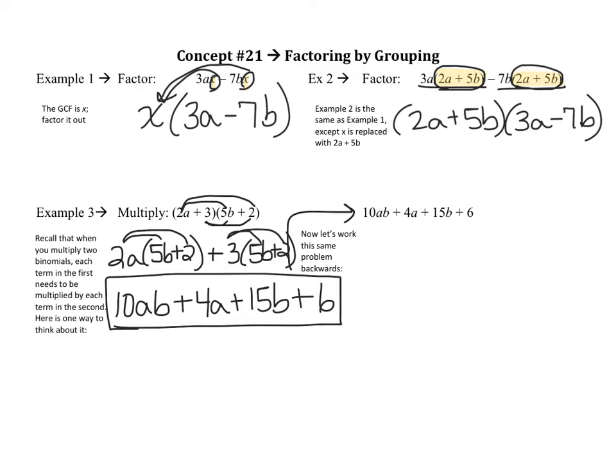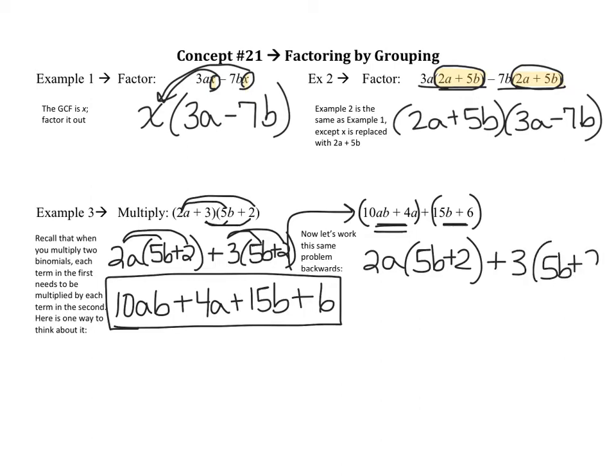Let's look at it and work it backwards. So if you think about this, I could just group this together, right? And I could group this together. The associative property says that I'm allowed to do that. If I look at the first group, well, what's the GCF of the first two numbers? Well, it's 2a, right? 10 and 4 have 2 in common, and they both have an a. If I divide out a 2a, I'm left with 5b plus 2. The second set, if I pull out a 3, because that's the GCF, I'm left with a 5b plus 2.